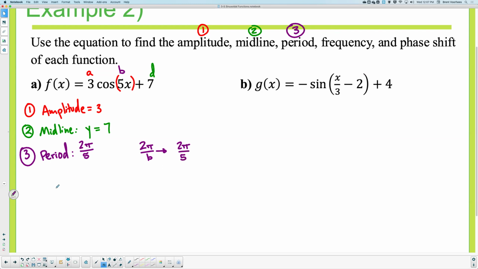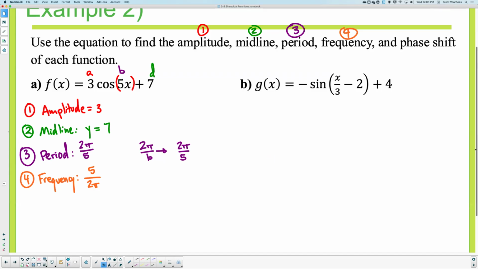Okay, that's our period. And in my opinion, the easiest of all, the frequency. How do you find the frequency? Reciprocal. It's always the reciprocal of the period. Not 5 pi over 2, but 5 divided by 2 pi. That means it completes 5 cycles in 2 pi units.